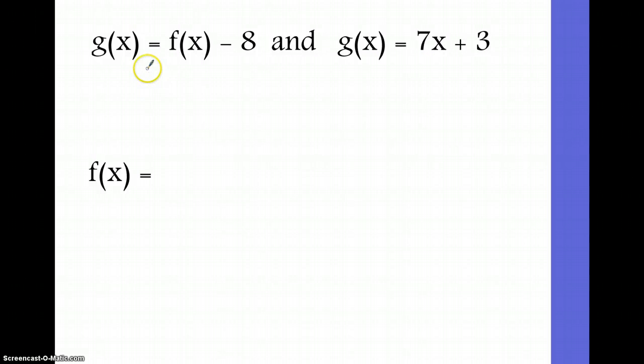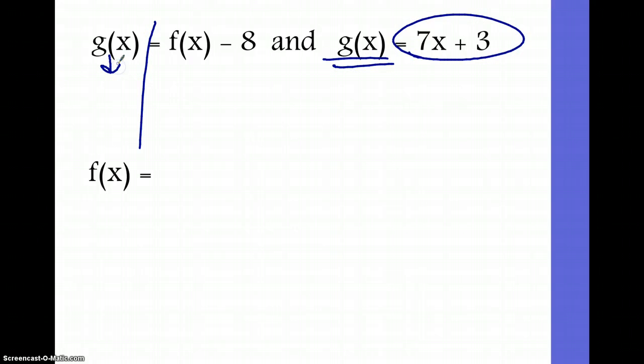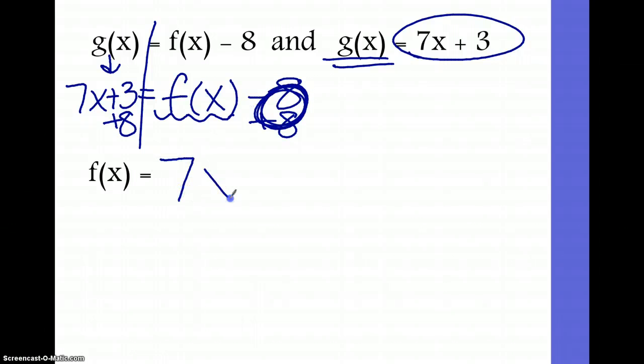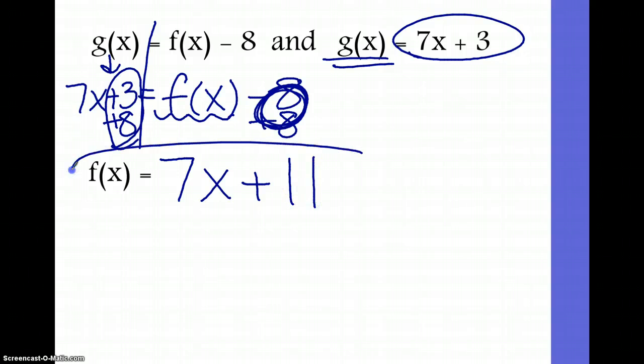Okay, we have g of x equals f of x minus 8. We know g, so we're going to plug that in for g. So g is 7x plus 3. I'm going to bring down f of x minus 8, and I want to get f by itself. So how do we move 8 over? We add 8, add 8, and get our 0 here. So we have 7x, 3 plus 8 makes 11. So f of x equals 7x plus 11.